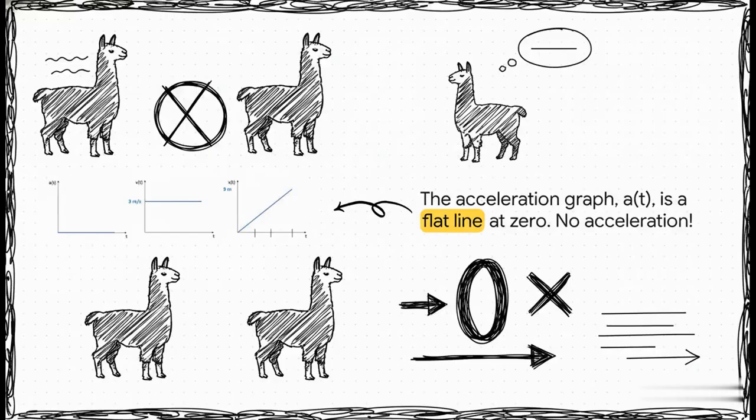Okay, let's start with acceleration. Since the llama's velocity is totally constant, its acceleration is, well, it's nothing. It's 0. So the graph is just a flat line right there on the x-axis. No change in velocity means 0 acceleration. It really is as simple as that.